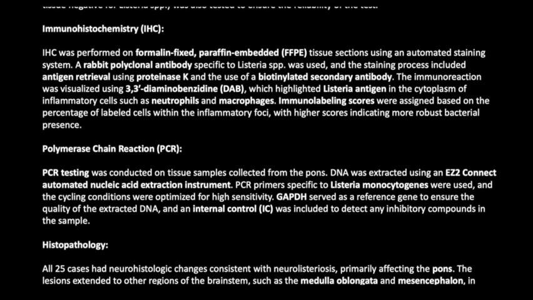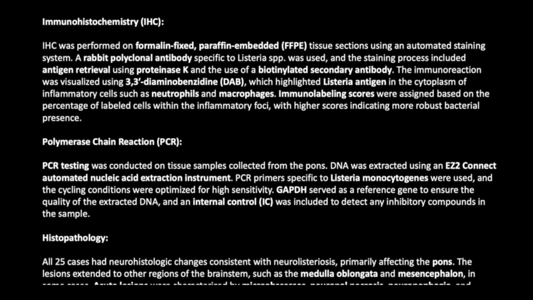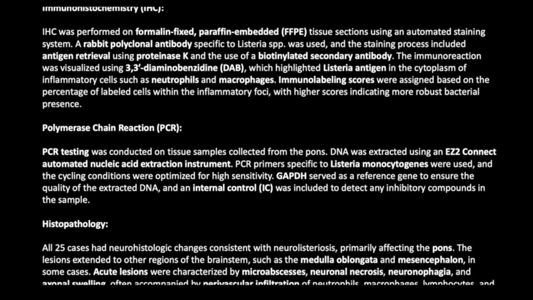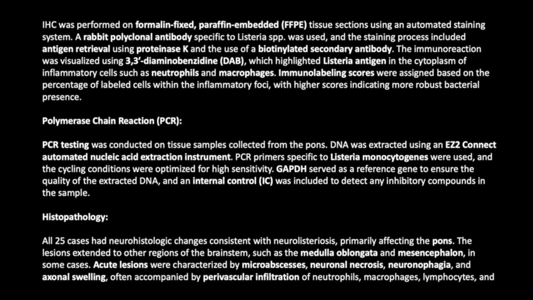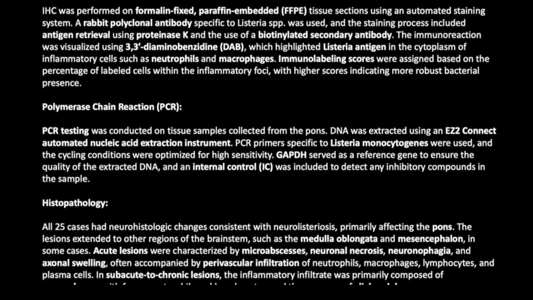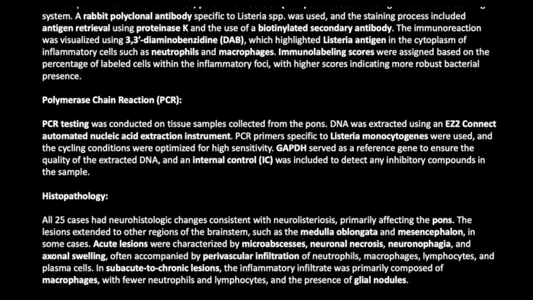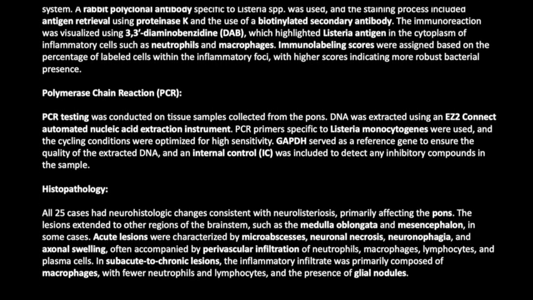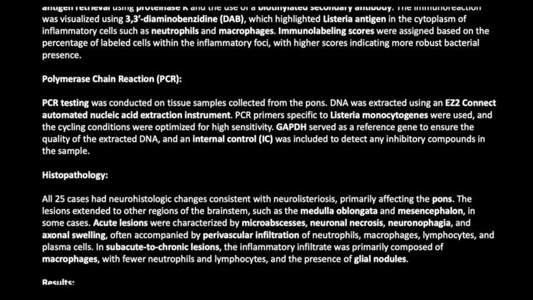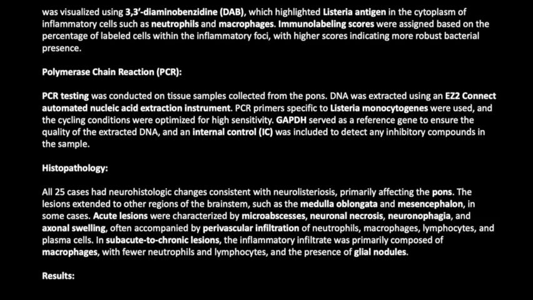Polymerase chain reaction, PCR. PCR testing was conducted on tissue samples collected from the pons. DNA was extracted using an automated nucleic acid extraction instrument. PCR primers specific to Listeria monocytogenes were used, and the cycling conditions were optimized for high sensitivity. GAPDH served as a reference gene to ensure the quality of the extracted DNA, and an internal control, IC, was included to detect any inhibitory compounds in the sample.